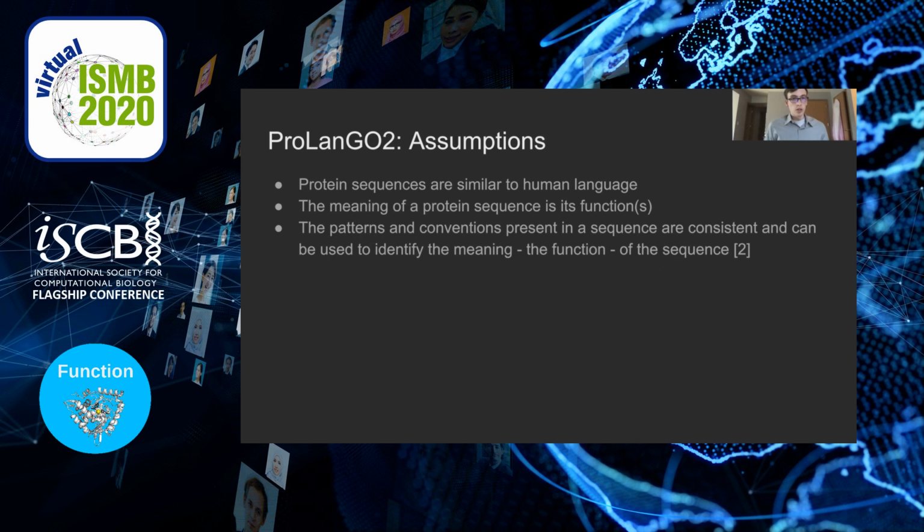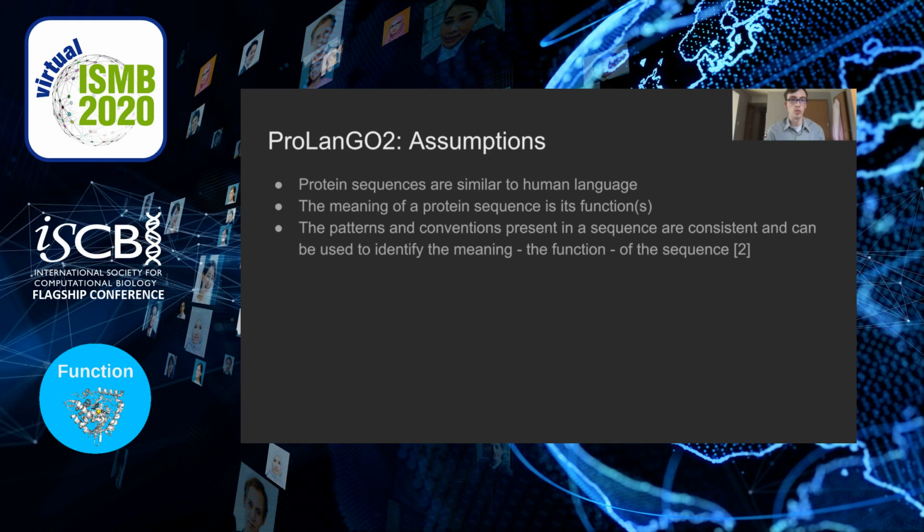So, some assumptions for Prolango II. First, we must assume that protein sequences are similar to human language. This allows us to use neural machine translation and allows us to provide the functions based off of that.